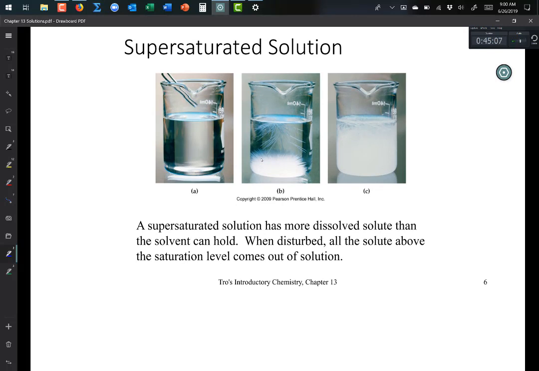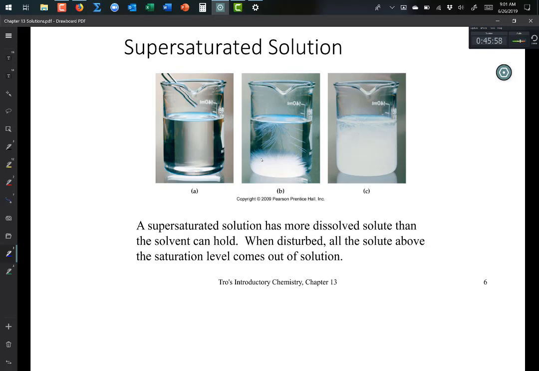I usually do this one in class, but didn't have time to set it up. Do you guys do the sodium acetate demo? Supersaturated sodium acetate? I've done it in some years. I didn't do it last year. I'm going to text Austin and see if he can get it. I already have it set up. It just has to be dissolved. Hang on. All right, I'm going to have Austin set that up, and hopefully you can see it in class.